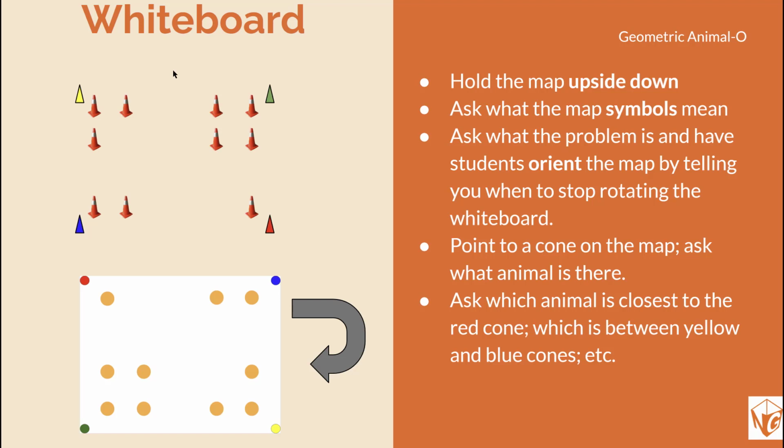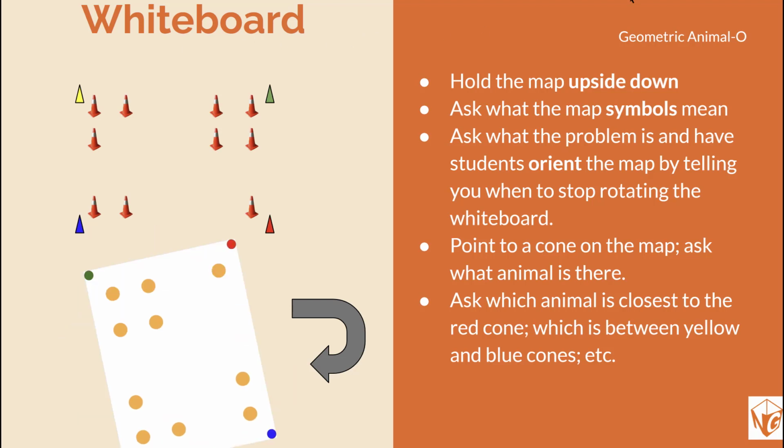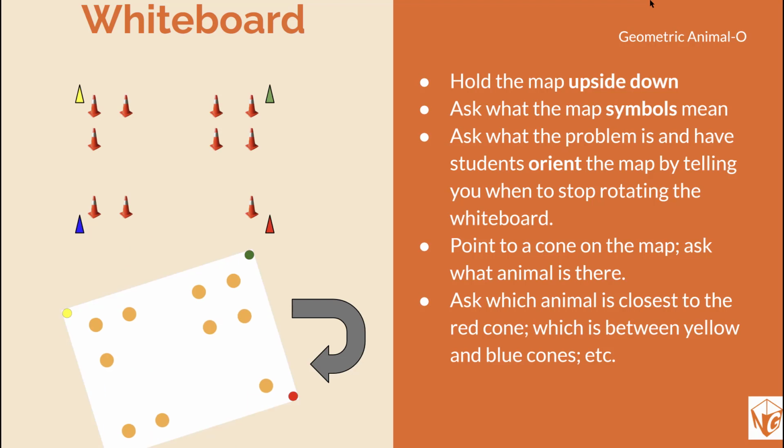Now, gather the students together so that they can see the cones as they're laid out in the space and also see you. Hold your whiteboard map upside down. Have a conversation about what the different map symbols mean. And say there's a problem with the map and ask them if they can figure out what's wrong. And guide them towards telling you that it is not oriented correctly and ask them to help you fix it. And you can do that by rotating it until they tell you to stop.